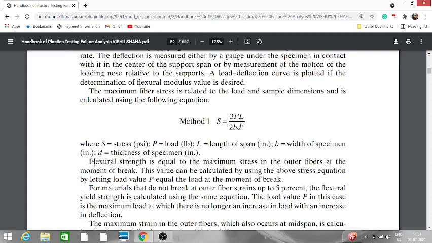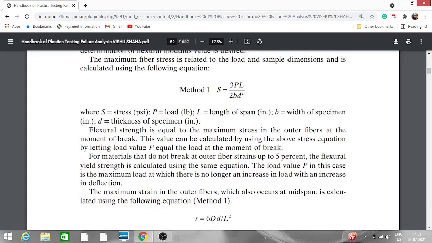Okay, remember this. The flexural strength is equal to the maximum stress in the outer fibers at the moment of break. This value can be calculated by using the above stress equation by letting the load value be equal to the load at the moment of break. Okay. For materials that do not break at outer fiber strains up to 5%, the flexural yield is calculated using the same equation. The load value P in this case is the maximum load at which there is no longer an increase in load with an increase in deflection.